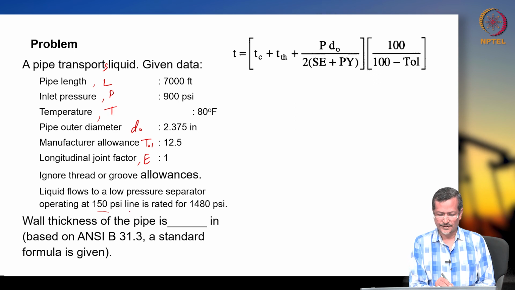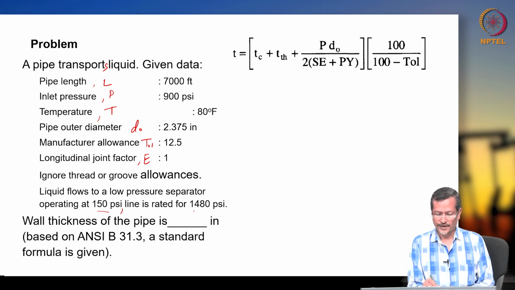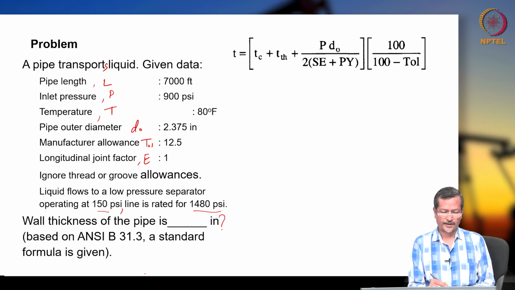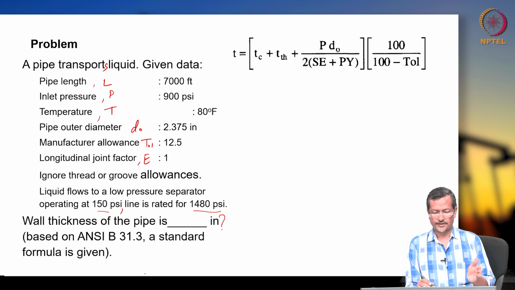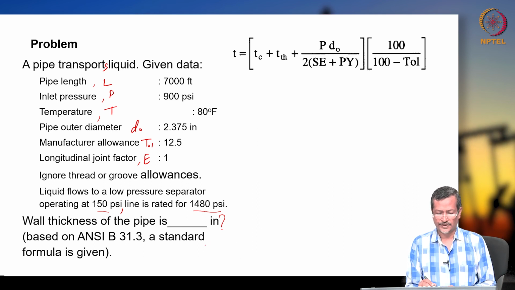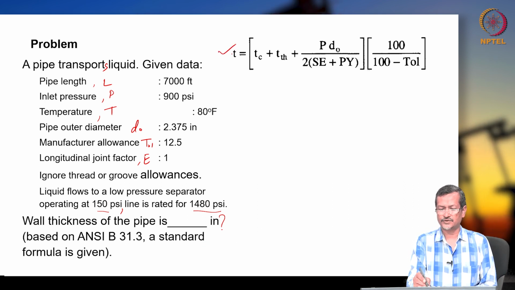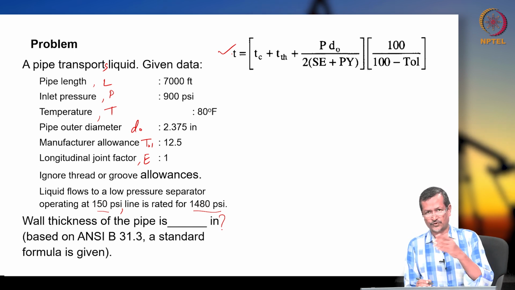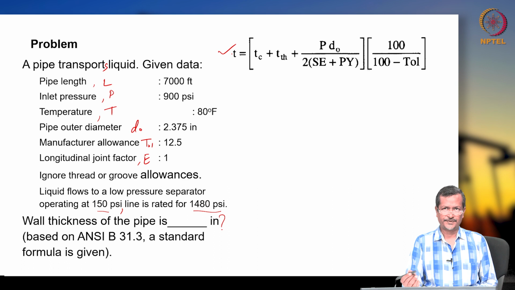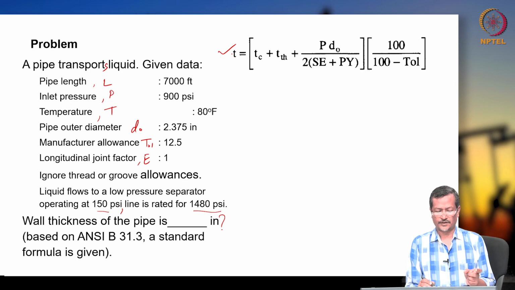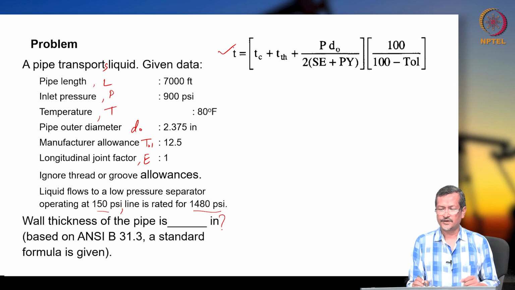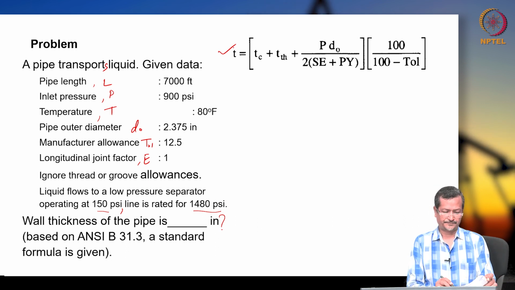The line is rated for 1480 psi. So the wall thickness of the pipe we have to calculate, and it should be calculated based on the ANSI B31.3 standard formula. The formula I have given; if we change ANSI B31.3 to 31.4 or other, your formula will change. So you can remember the formula, or for simplicity I have given you the formula, and based on that you have to calculate.